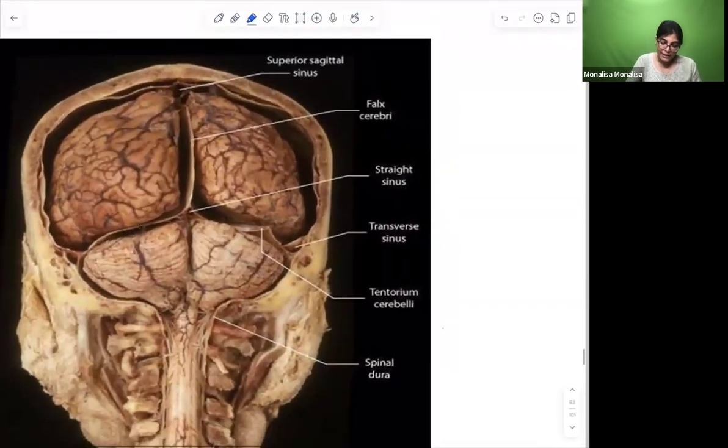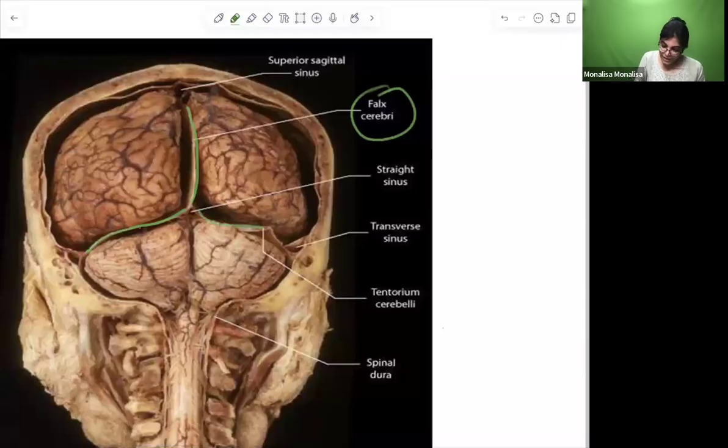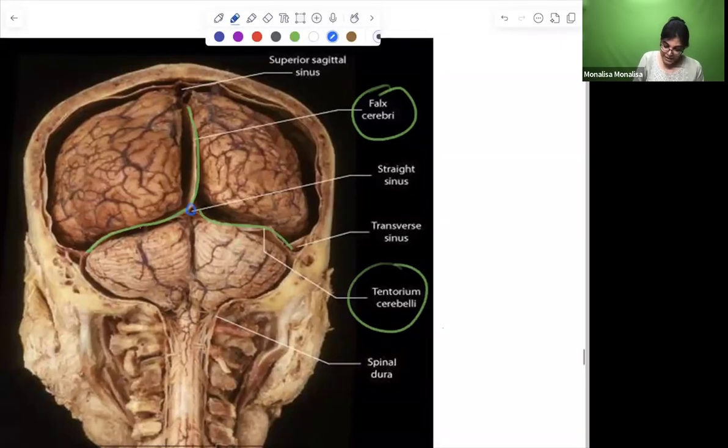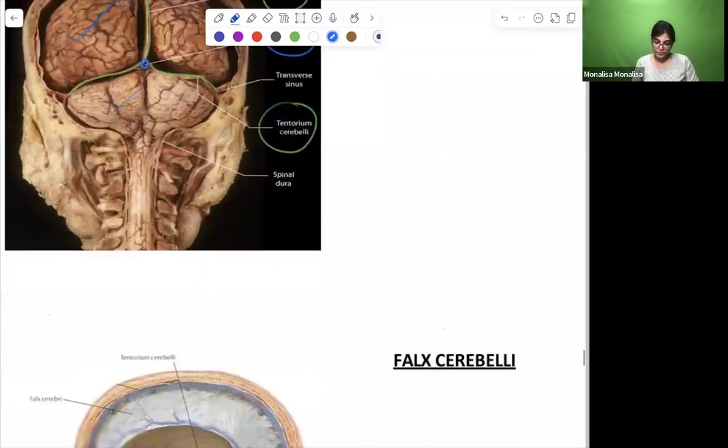Now here in this diagram, you can see this is the falx cerebri, which is meeting up with the tentorium cerebelli, and this is enclosing the straight sinus. This is the posterior view of the tentorium. The location of the tentorium cerebelli is between the cerebral hemispheres above and the cerebellum below.